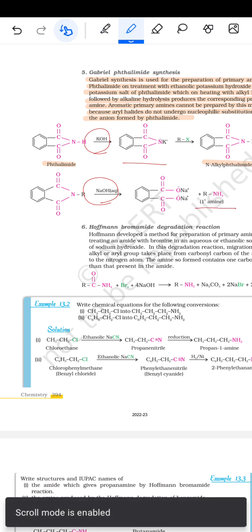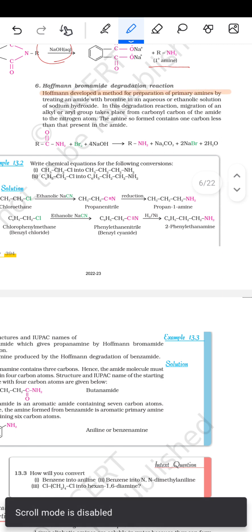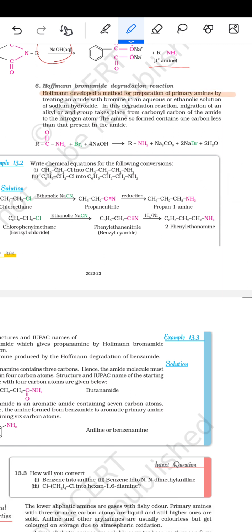फिर आता है हॉफमैन ब्रोमाइमाइड डिग्रेडेशन रिएक्शन. Hofmann developed a method for the preparation of the primary amines by treating an amide with bromine in the aqueous or ethanolic solution of sodium hydroxide. In this degradation reaction, migration of an alkyl or aryl group takes place from the carbonyl carbon of the amide to the nitrogen atom. The amine formed contains one carbon less than that present in the amide. तो फिर RCONH2 + Br2 + NaOH से RNH2 बन जाएगा, प्राइमरी अमाइन, फिर Na2CO3, NaBr प्लस H2O बन जाएगा.